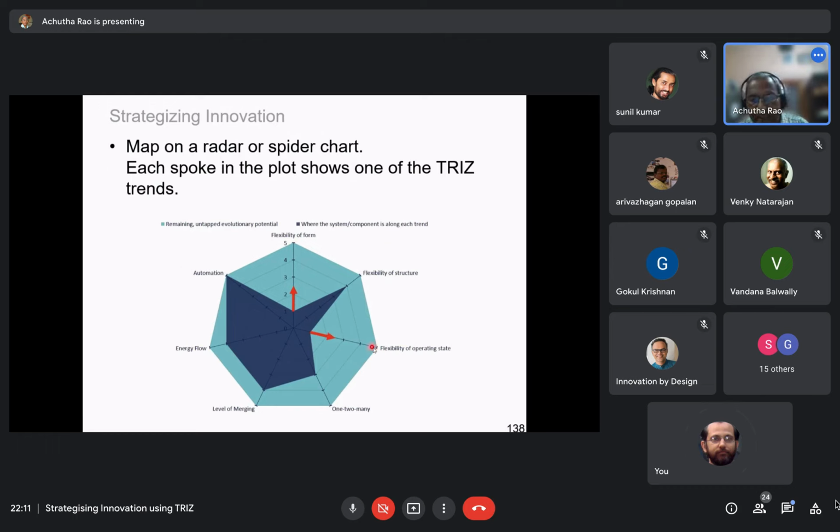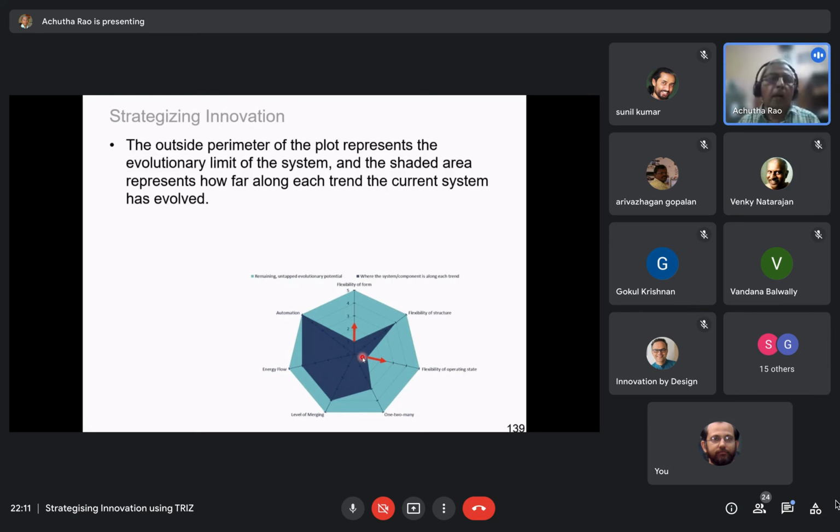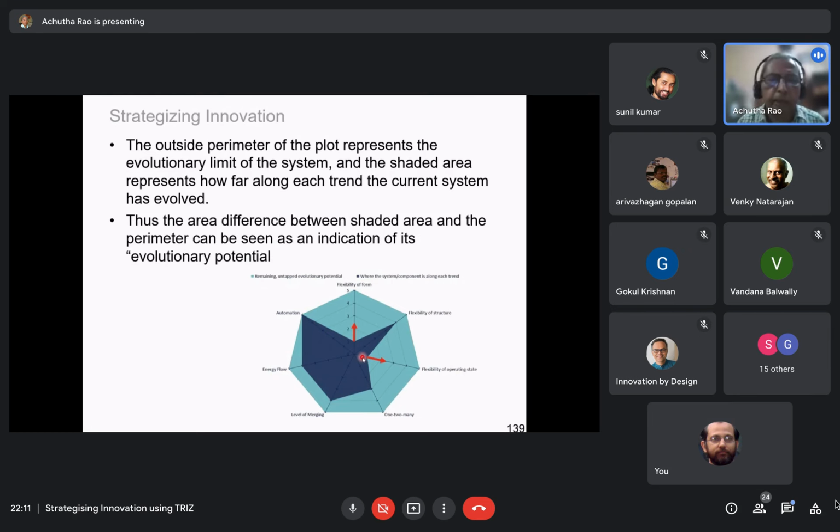When I say this, the trends need not be uniform, gentlemen, though it is shown here as uniform. Some of the trends may have only 4 stages. Some of them may have 6 stages. That is just a graphical way of showing this. So this is how the strategization of innovation can happen, and we can visualize the product of the future. Okay, this is how it is done. The outside parameter, I have already explained, right?